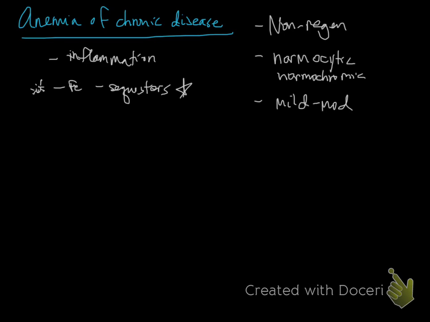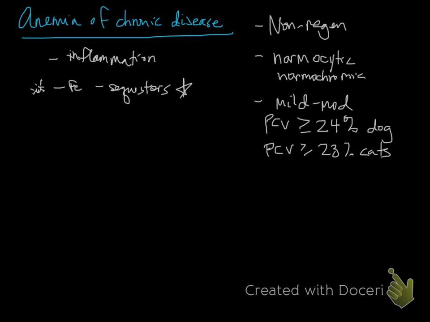And I give you cutoffs for this. In the dog, we're going to expect it's going to be greater than or equal to 24% for your PCV. And in the cat, it's going to be greater than or equal to 23%. Meaning if it's less than this, we don't suspect anemia of inflammatory disease or anemia of chronic disease.